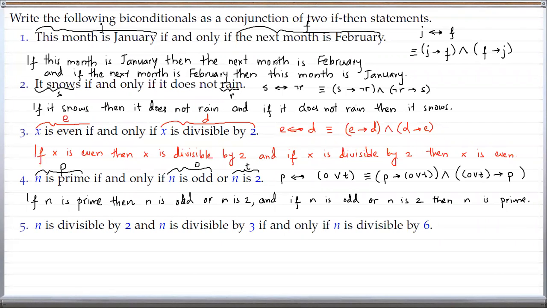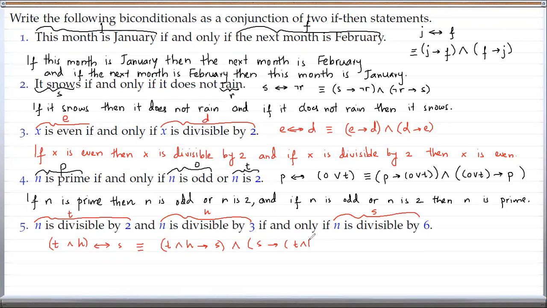Right, so now let's look at the last example here. Let's denote this statement, n is divisible by 2 by T. Let's denote this statement, n is divisible by 3 by H, and denote this statement, n is divisible by 6 by S. So here we are given T and H if and only if S. This is equivalent to saying T and H implies S, and S implies T and H.